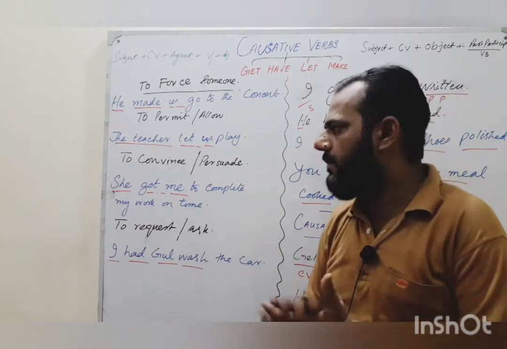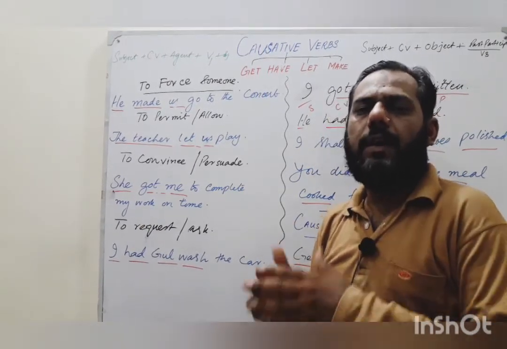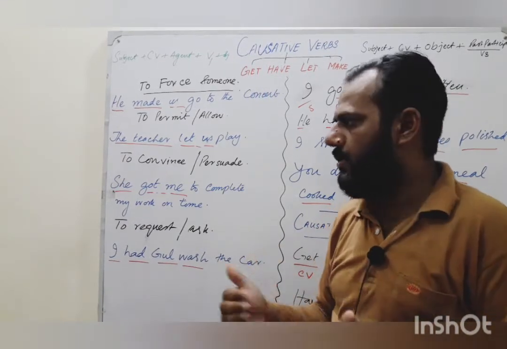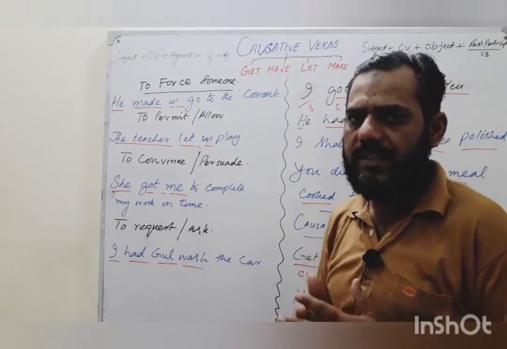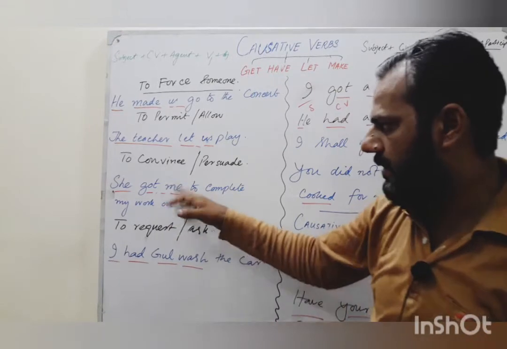So this means that she was convincing me. She persuaded me to complete my work. I was not in favor of completing my work on time, but she forced me. She convinced me. She persuaded me to complete my work on time. So this is the third example.